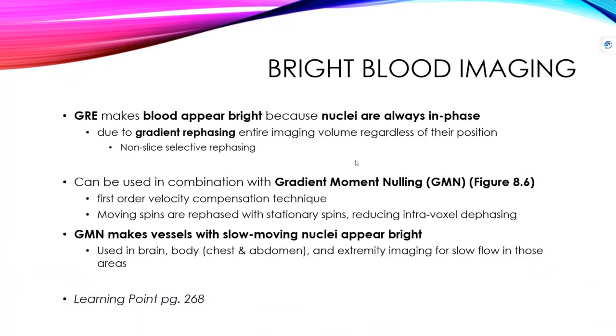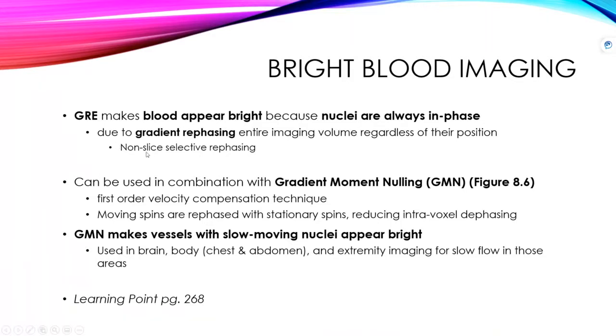Remember, gradient echo sequences are always going to be bright blood because we're always going to get to rephase our excited pulses with the gradients. And because gradients are not slice selective, we will always be able to get a signal from flowing nuclei because they're always going to get rephased after excitation in the slice, in the actual slice we're looking at.